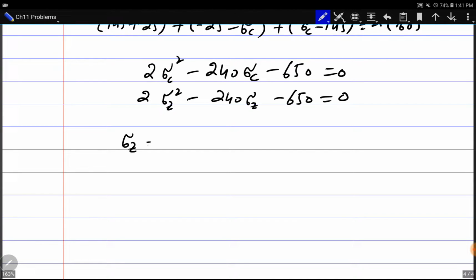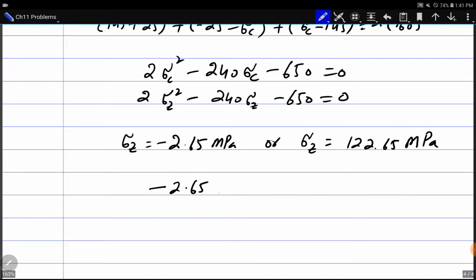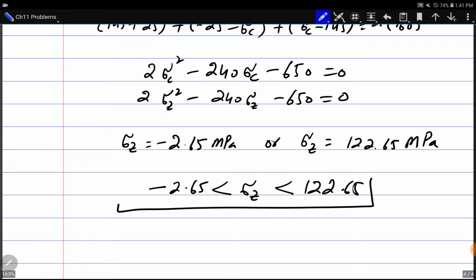Sigma Z becomes minus 2.65 megapascal or 122.65. These two values of sigma Z are range values. Sigma Z must exist between this range so that yielding does not occur, because we have applied the yielding criteria here. So this is the range of sigma Z which was asked in the statement of the problem.